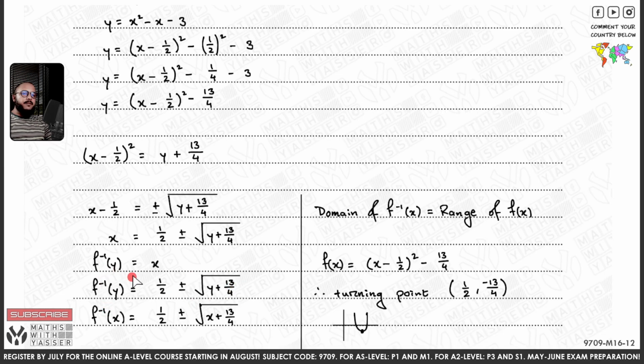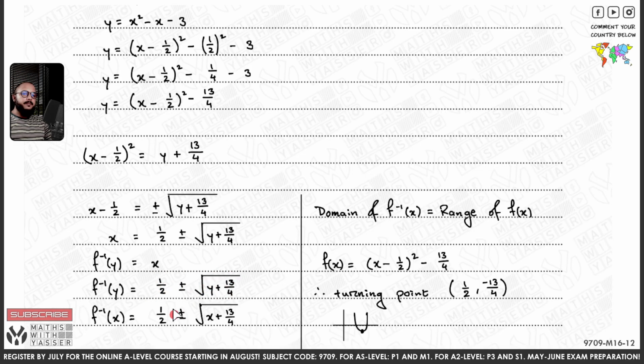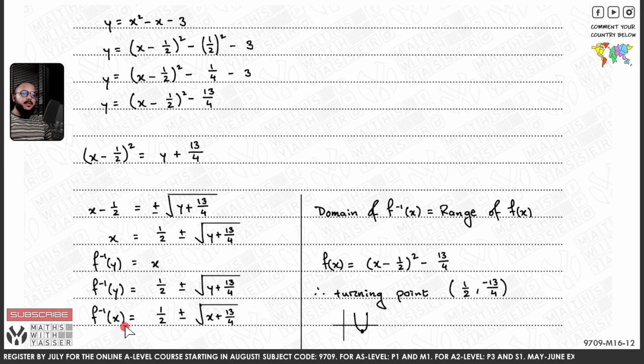And we know that f inverse of y equals x. Because if y equals f(x), that means f inverse of y must be x. So we can now substitute this equation over here. So f inverse of y is half plus minus square root of (y plus 13) over 4. So f inverse of x must be half plus minus square root of (x plus 13) over 4.